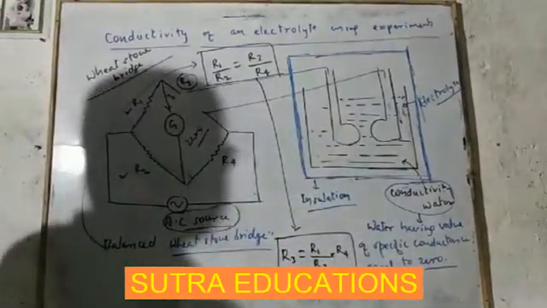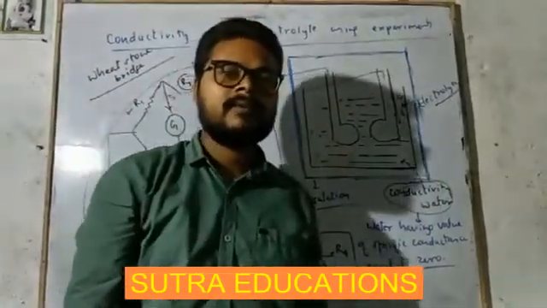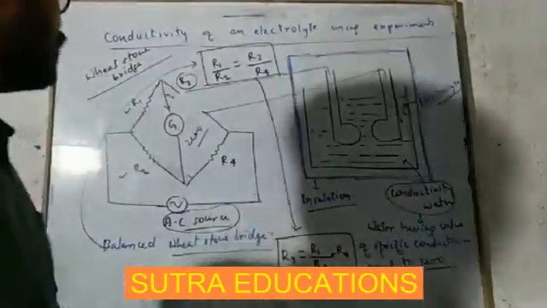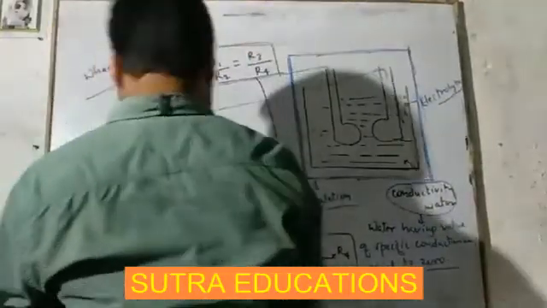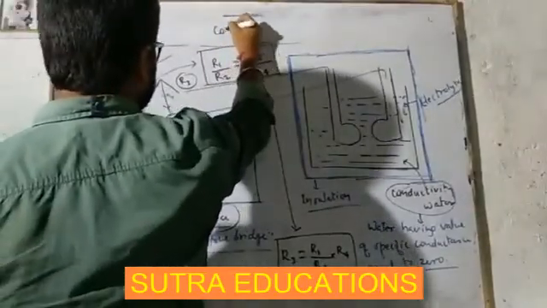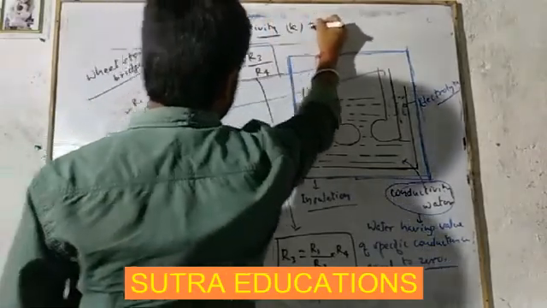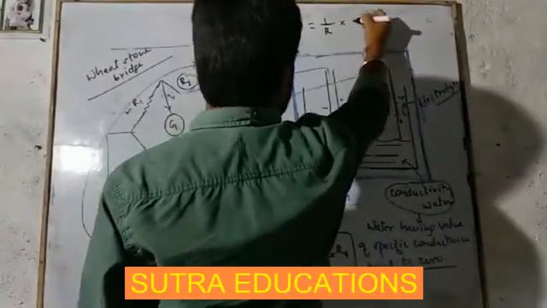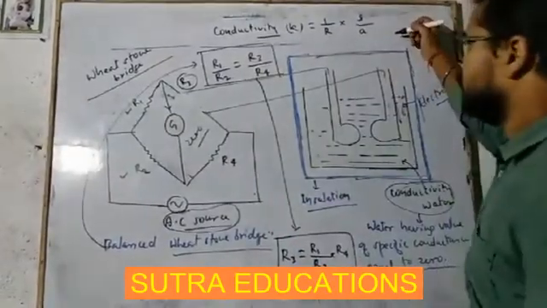So once we have calculated the resistance of this electrolyte, then we are able to calculate the conductivity of this electrolyte. How? Because we know conductivity kappa is equal to 1 by R into L by A. So this L by A we know. This is the cell constant.